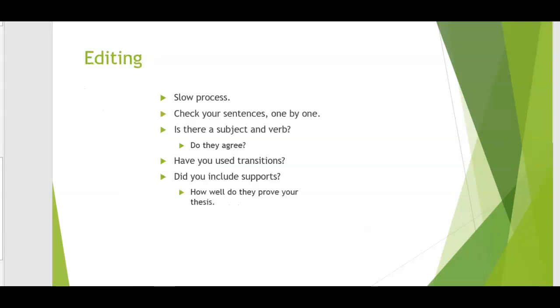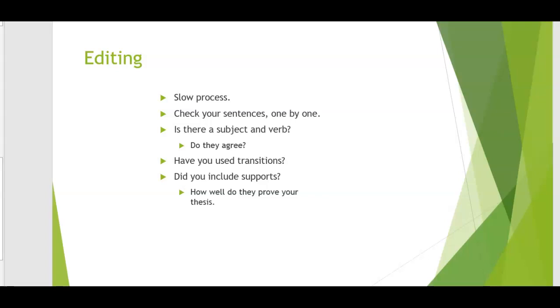Remember that writing is a slow thing. We used to have very fast communication on email, and now it's even faster, right? Everything is instant message, instant this. But writing is a slow process. So when you think about what you want to do for editing, this is not rewriting. This is the next phase.